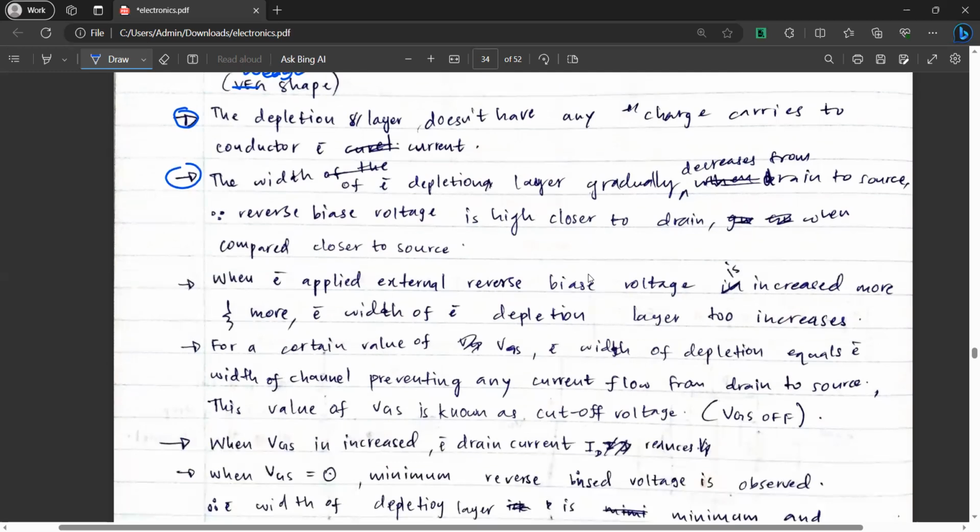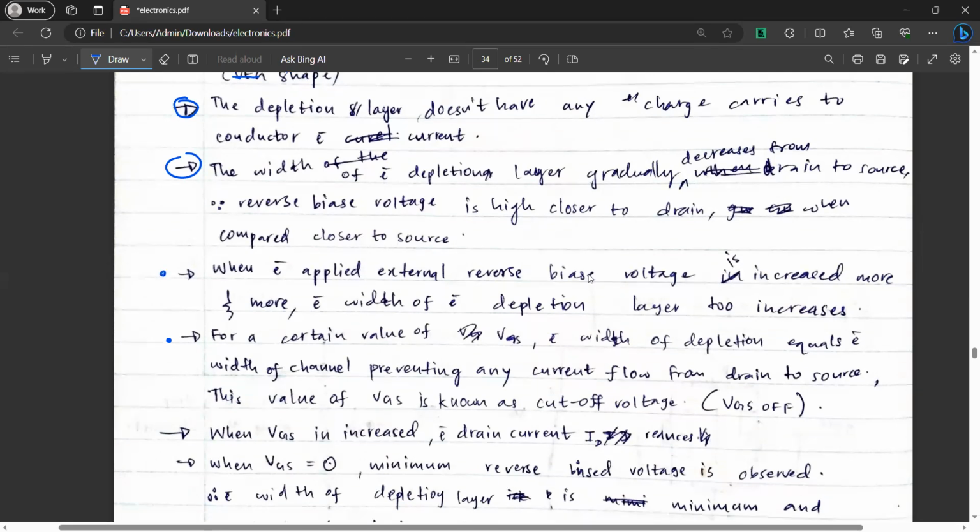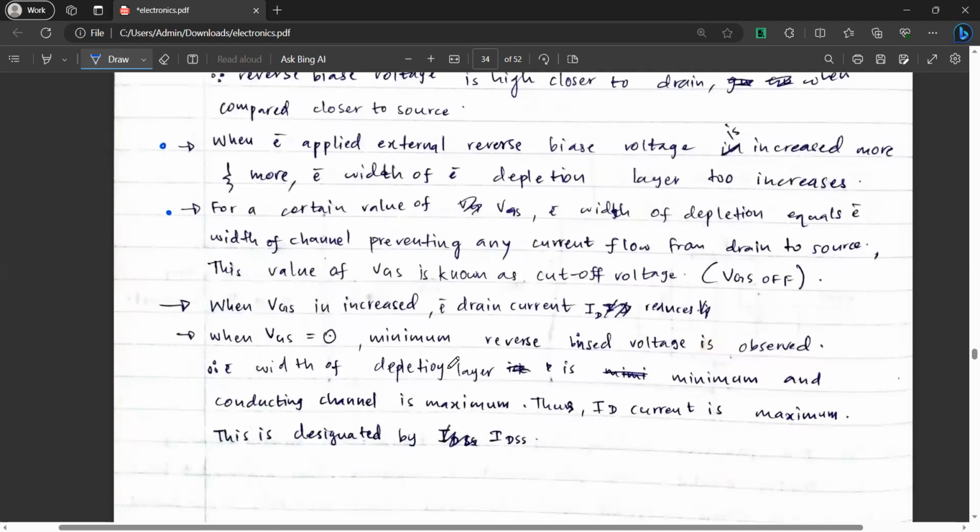When the applied external reverse bias voltage is increased more and more, the width of the depletion layer too increases. And now let's talk about these 3 points. Next, for a certain value of VGS, the width of the depletion layer equals the width of the channel, preventing any current flow. And we call this VGS off. Finally, when VGS is increased, the drain current is reduced. When VGS is zero, minimum reverse bias is observed, therefore depletion.